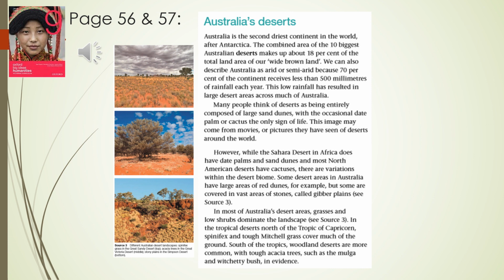In most of Australia's desert areas, grasses and low shrubs dominate the landscape, and you'll see that in source 3 as well. In the tropical deserts north of the Tropic of Capricorn, spinifex and tough Mitchell grass cover much of the ground. South of the tropics, woodland deserts are much more common, with tough acacia trees such as the mulga and the witchetty bush in evidence.